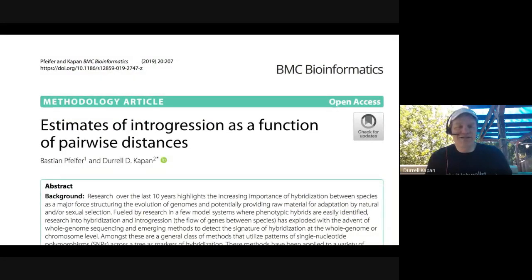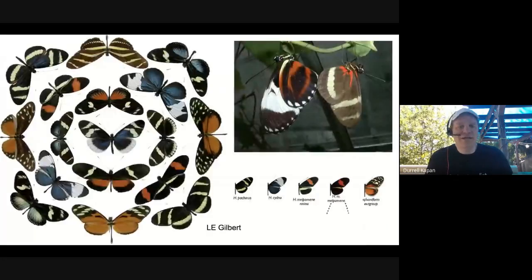All the information in this talk is in this methodology article that you can get open access at BMC Bioinformatics. It's easy to find because you can search for my name or Bastian's name. So what are my questions? I'm super excited about the origin and maintenance of biological diversity. And we know that biological diversity is organized at many levels, from between species to within species and even within individuals in a single family.